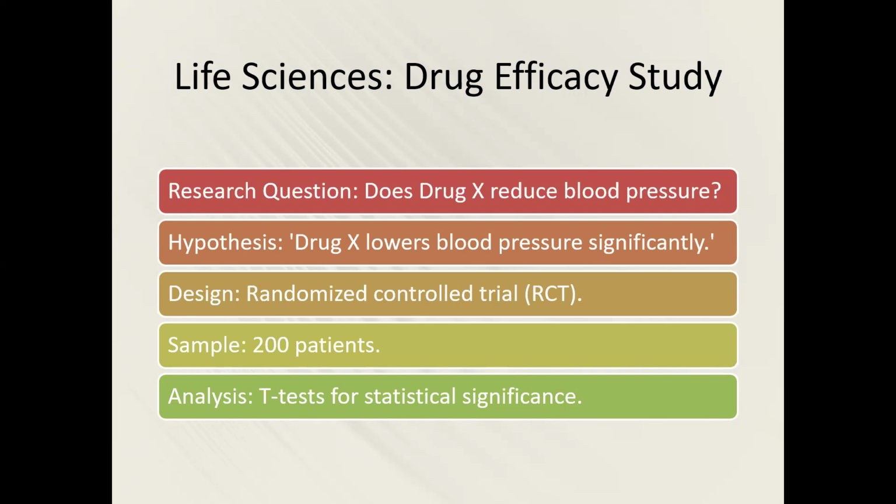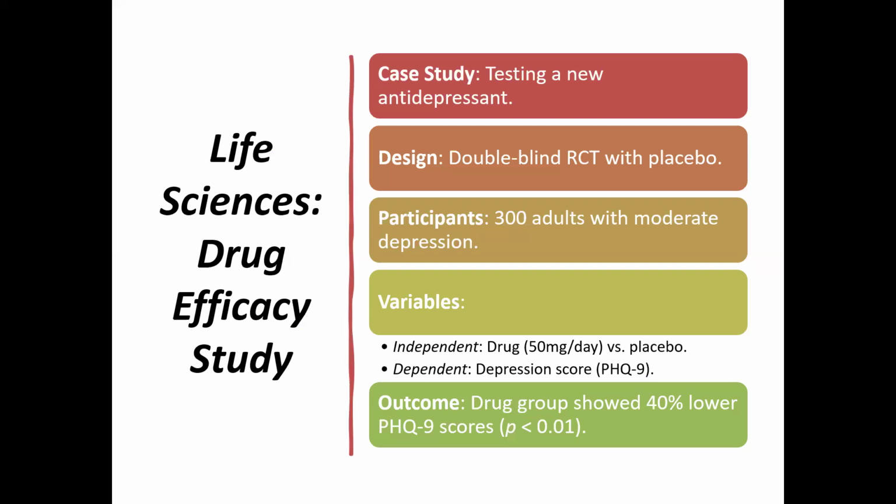Now, if you look at a case study testing a new antidepressant, the design will be a double-blind RCT with placebo, with 300 adults with moderate depression. The independent variable will be the drug at 15 milligrams per day versus placebo, and the dependent variable will be depression score, analyzed through the PHQ-9 scale, a common scale used for depression scores. The outcome is that the drug group showed 40% lower PHQ-9 scores, and the p-value was significant.